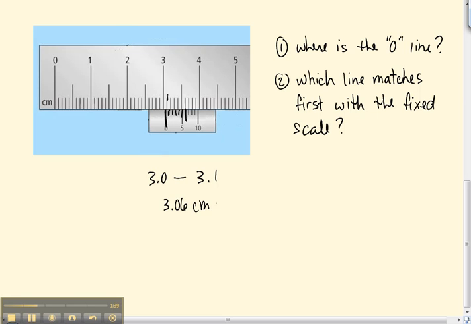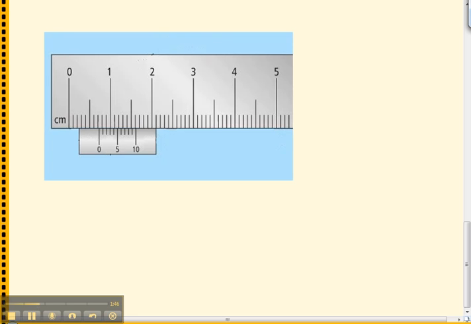Okay, so I'm going to show you one other example here and then cover one last topic quickly, and then you're done. Okay, so here's another one. I'll let you take some time here. Go ahead and pause the video, figure out a measurement, and I'm going to show you the answer in about 3 seconds.